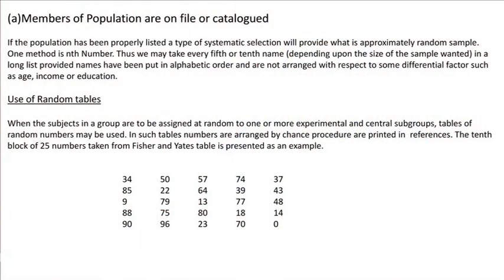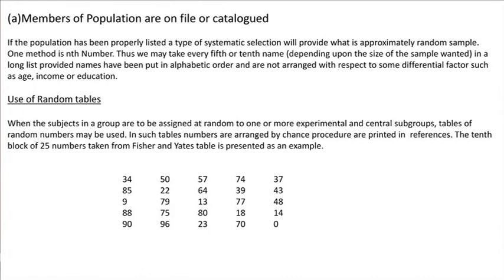Now, number 2, how we can make use of a random table. This is another technique, besides nth, lottery, rotating. When the subjects in a group are to be assigned at random to one or more experimental or control subgroups, tables of random numbers may be used. In such tables, numbers are arranged by chance procedure and are printed for reference. A 10th block of 25 numbers I have taken from Fisher and Yates table is represented in an example.